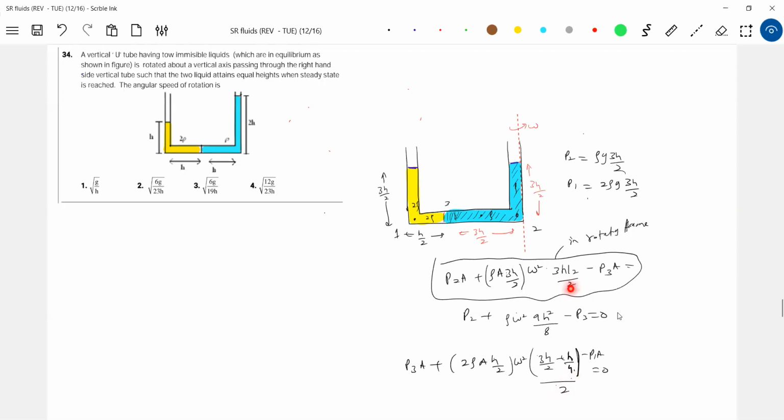Since you wrote 2, I'm writing 2. Shall I retain this 2 or shall I remove this 2? Remove, sir. I should remove. No, see, what is this? This is the location of the center of mass. What is 3h by 2 by 2? The location of the center of mass. Now where will the center of mass of this be? H by 4. So 3h by 2 plus h by 4. That is enough, no? Why should I bring it here?